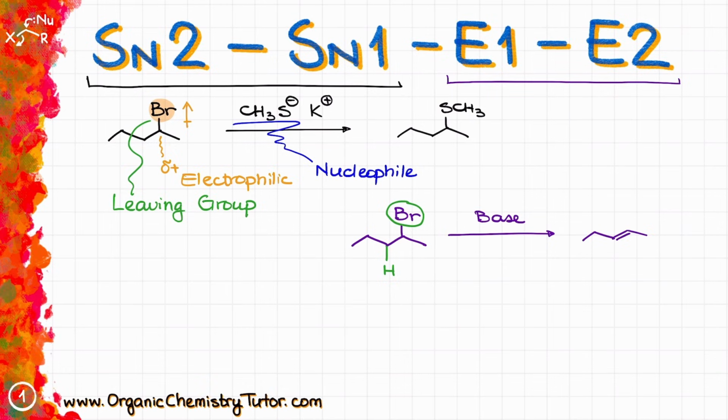Just like in the case of SN1 versus SN2, the E1 and E2 mechanisms, while both leading to the formation of the double bond, have different mechanisms. The E2 reaction, just like SN2, is a concerted mechanism, while E1 is similar to the SN1 reaction and proceeds through the formation of a carbocationic intermediate. So now, let's look at the details of each of those four reactions.